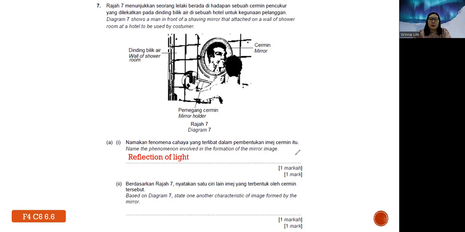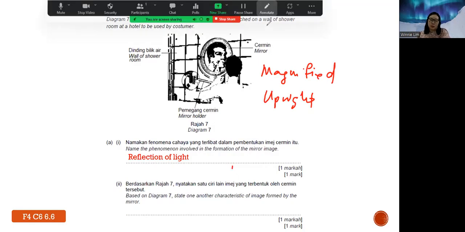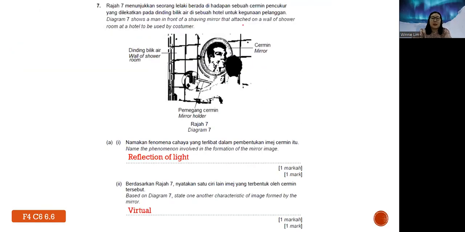So you see, it seems like this man's face becomes bigger, correct? So bigger, another term under the characteristics of image that we commonly use is called magnified. So you can give this as the answer. Other than that, is the face inverted? No, right? So we also use the term upright. So either one, you actually get 1 mark. Actually, there is one more characteristic. The image formed is also virtual. So either of these answers is acceptable.